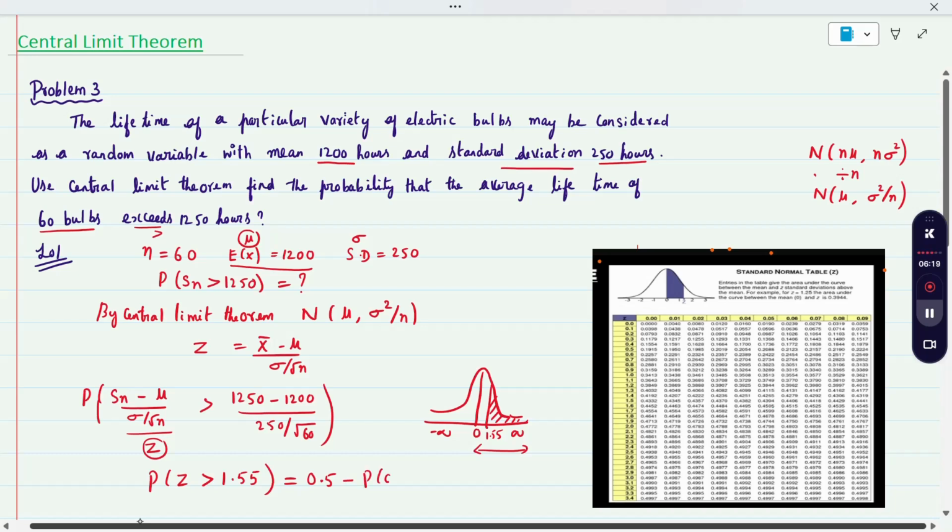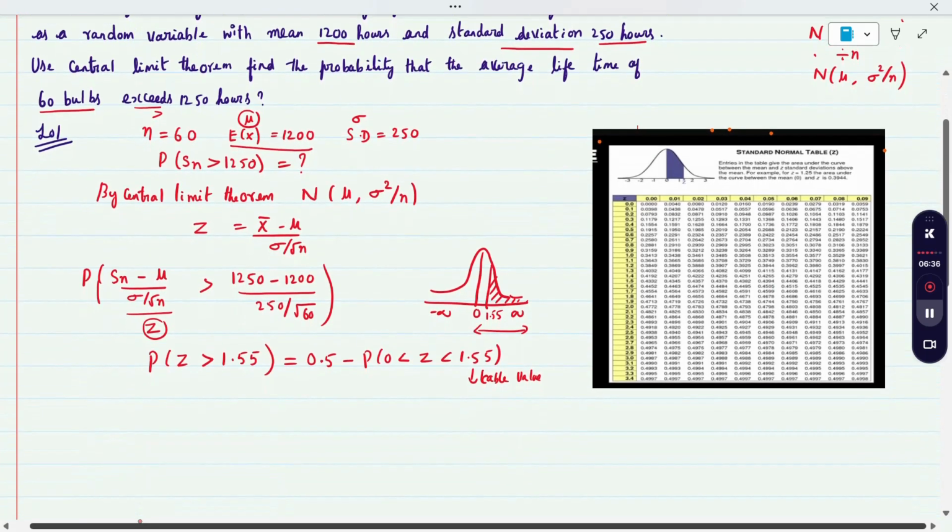So probability of 0 is less than Z is less than 1.55. 1.55 you have to see in the table value. Table value when I check, this is our table value. I have to check the table value, so in the table, 1.55 means under 1.55.